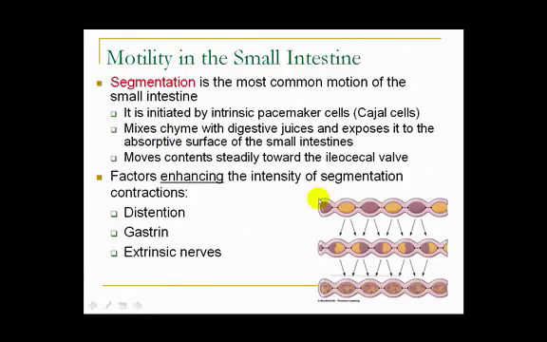In the small intestines, segmentation is occurring at a faster rate at the duodenum than it is at the ileum. So at the proximal end, it's occurring a little faster than it is at the distal end. And so what that creates is it's steadily moving things towards the ileum. Things that will enhance the activity of the smooth muscle in the small intestines, therefore enhance the intensity of segmentation, are distension, so you have stretch receptors, gastrin, which got released by the stomach, and extrinsic nerves such as your parasympathetic nervous system. So all these things are going to increase the activity of the smooth muscle.